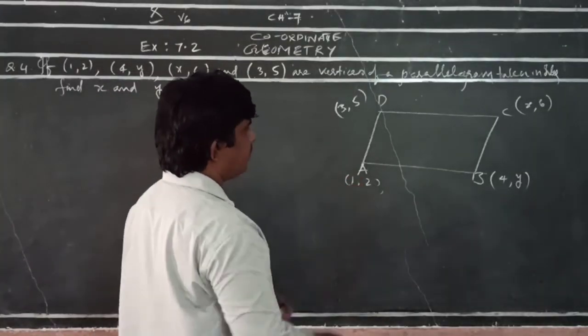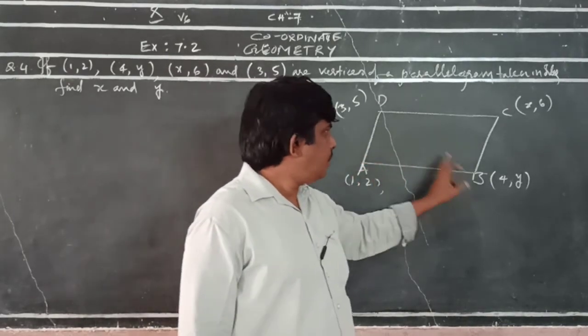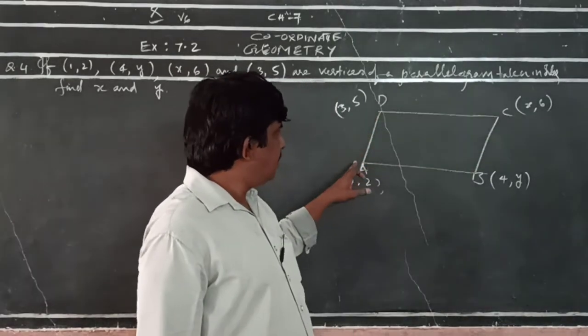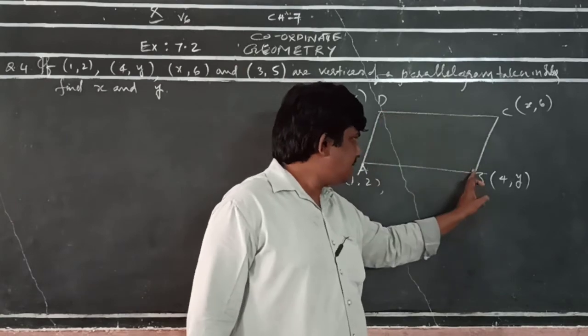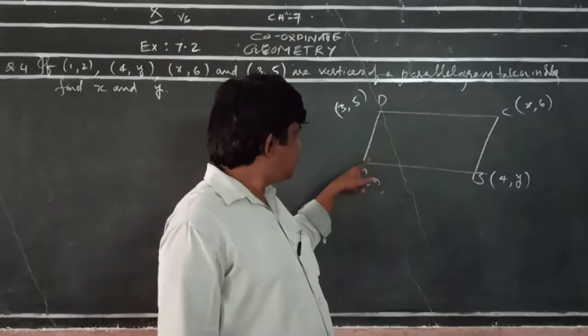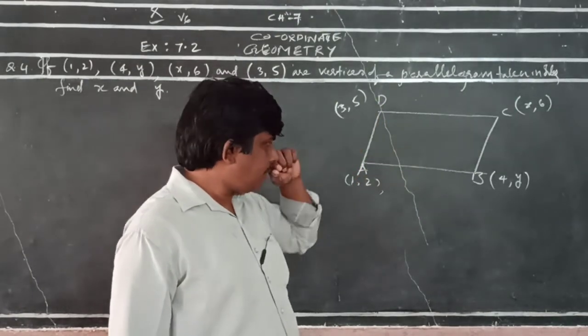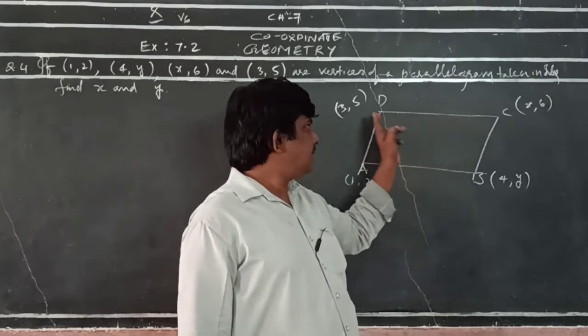We know the properties of a parallelogram. What are the properties of a parallelogram? Opposite sides are parallel and equal. Diagonals bisect each other. Diagonals are not equal, opposite angles are equal, and adjacent angles sum is supplementary. These are the properties. In the second property, diagonals bisect each other.